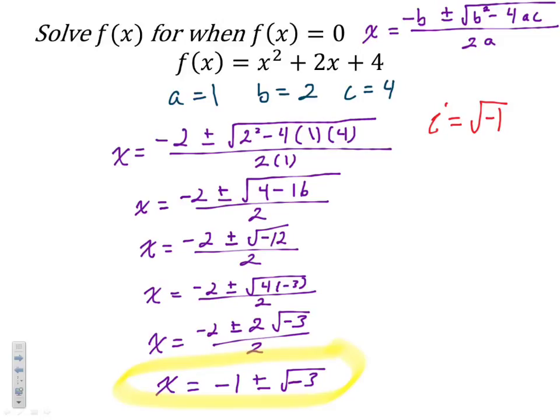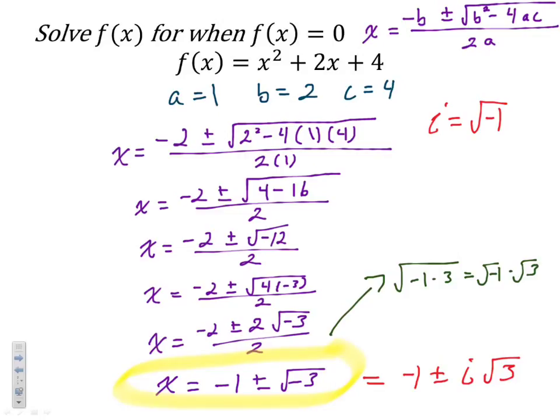So we don't actually leave the negative under the radical. We always represent the negative as i. So I pull that i out, and what I have is negative 1 plus or minus i root 3. Pull that negative out because it's really what we have going on here. Let me put it up here for you. What I have going on is this is equal to the square root of negative 1 times 3, which is the square root of negative 1 times the square root of 3, which is what gives us our negative 1 plus or minus i root 3. So that's what i is.